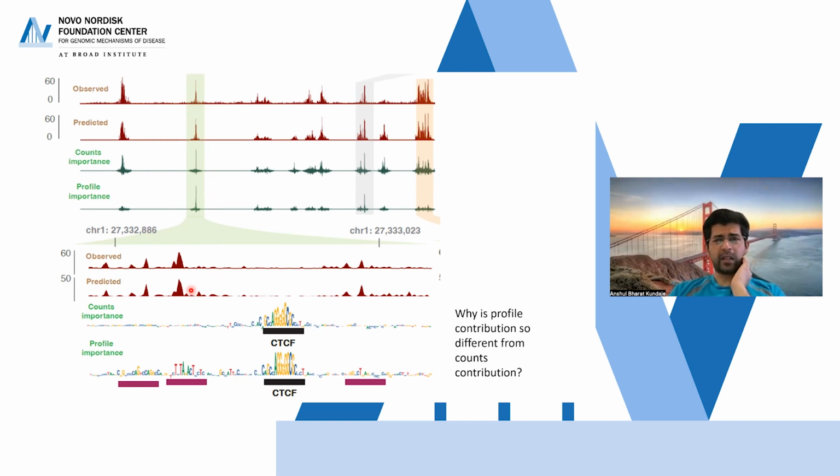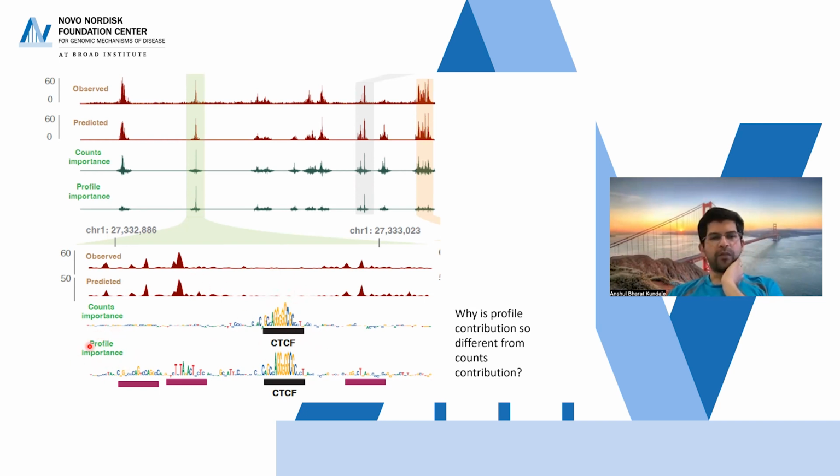This is at high resolution, at base pair resolution, zooming into that peak. You can see the observed and predicted profiles are again very, very similar. Really nice. They look like replicas of each other almost. So we can take this predicted data and look at the count contribution scores and the profile contribution scores, and you see something very interesting. There's a beautiful CTCF motif right here. The rest of the bases are all suppressed, nothing much happening. And that looks great. So CTCF is driving this really nice profile.